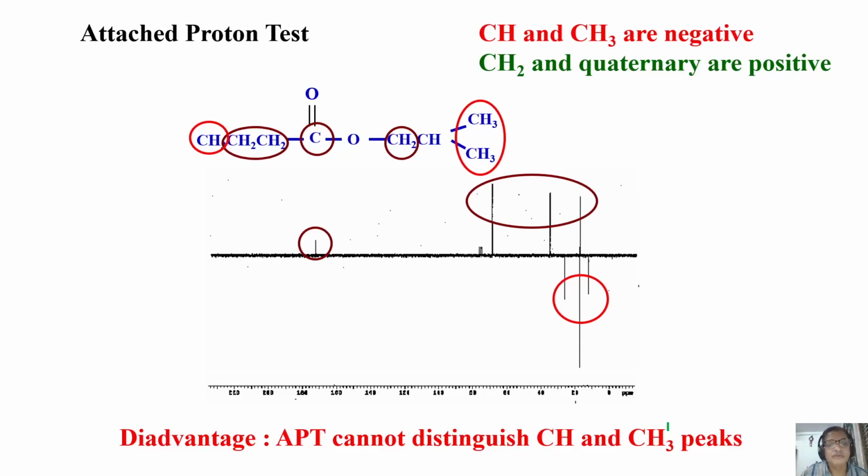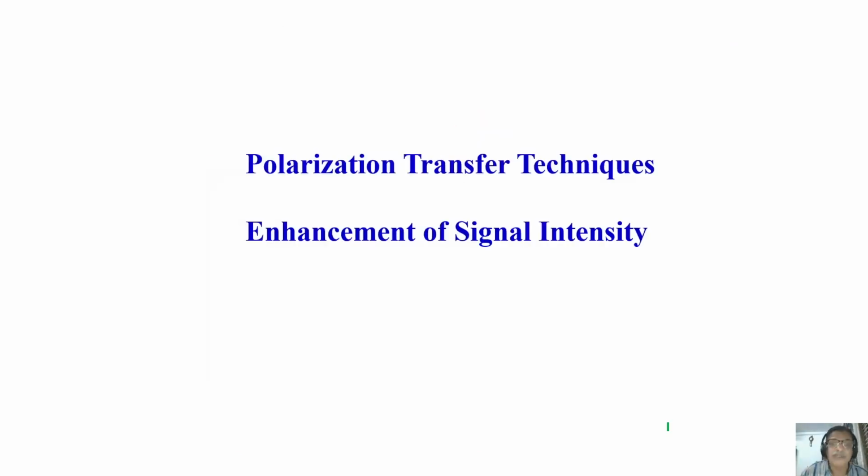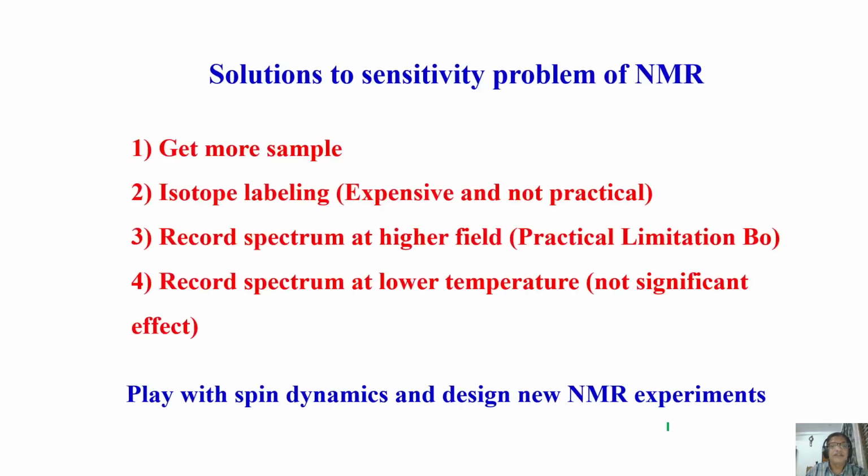So what do we have to do? We have to combine this editing technique along with polarization, so that we can take the magnetization of the abundant spin, give it to carbon, and also do the editing. We have a double advantage. We can distinguish carbons and at the same time enhance the intensity. Can we not do that? It is possible, and that's what we will try to do by using the polarization transfer technique.